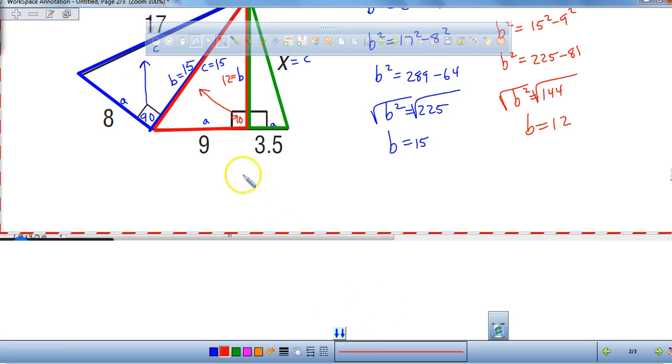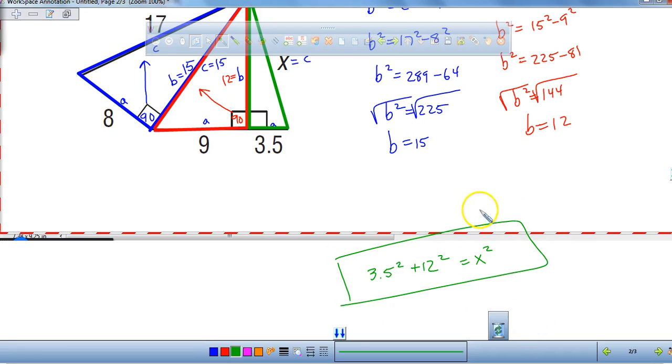Now, for the green triangle, this is what you have to do to finish this. Okay? I'm not going to give you the answer, but this is what you have to do to finish this. You got to take the 3.5 squared. You got to add the 12 squared. And that's going to give you your c value, also known as your x squared. So you need to finish this one on your own, and this time you're looking for the hypotenuse.